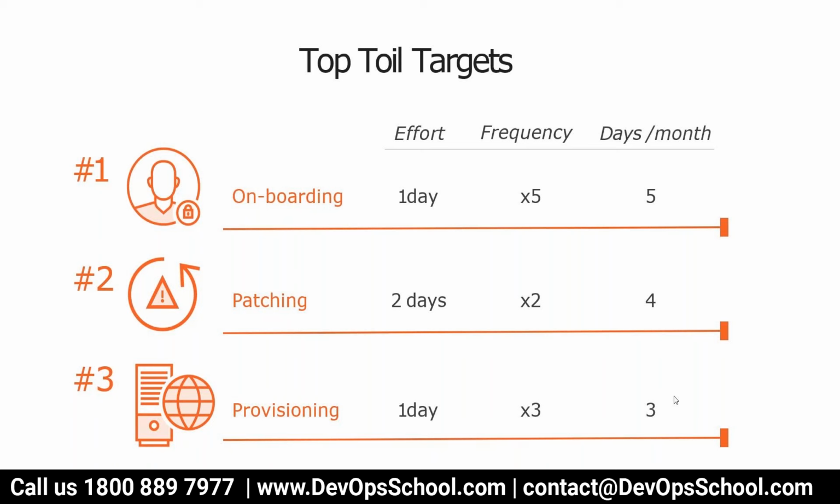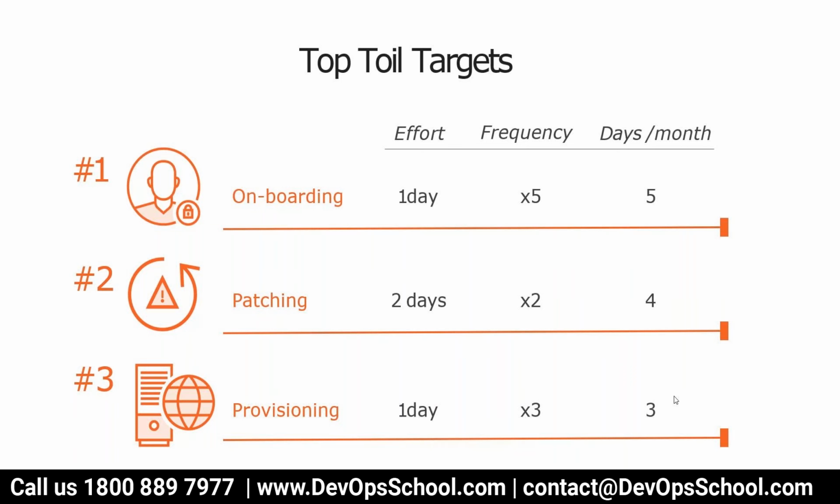So now you identified these are the three toils you have, 1, 2, and 3, and then you are trying to measure them. How do you measure? Let's say onboarding, and take this as an assumption, please take it that way. Let's say if you want to onboard an employee, it requires 1 day. So if you do it 5 times in a month, then basically you spend 5 days. Similarly patching, 4 days, and provisioning, 3 days.